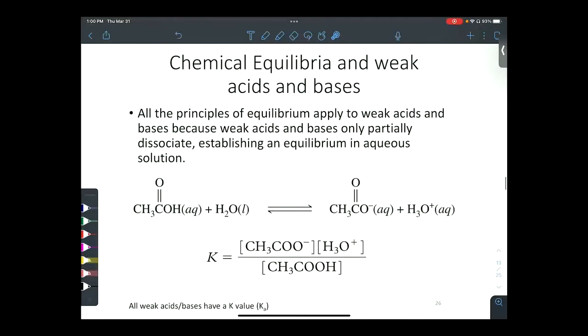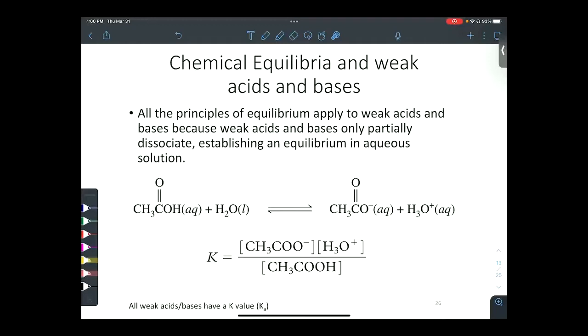Okay. So we can also apply the idea of chemical equilibria. We looked at Le Chatelier's principle. All these reactions we're looking at are reversible. So the idea, was it in the beginning of this chapter? Yeah, we talked about acids and bases. Strong acids and strong bases, but we also have weak acids and weak bases.